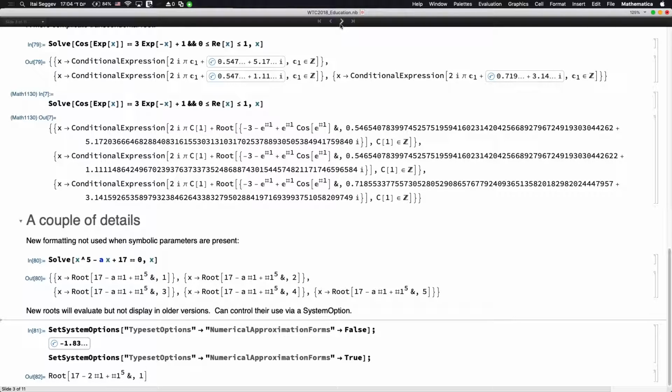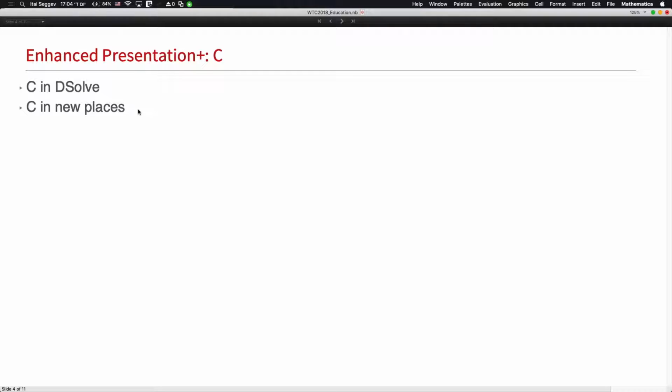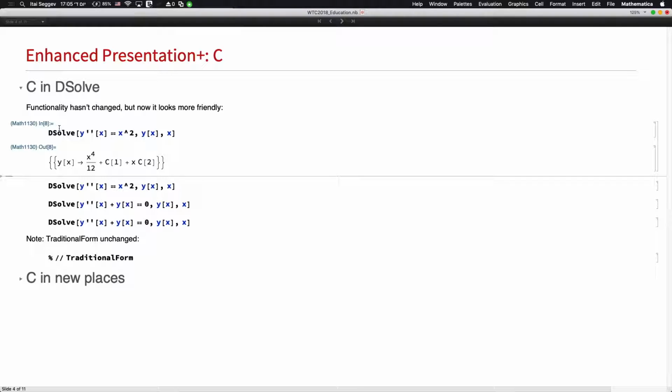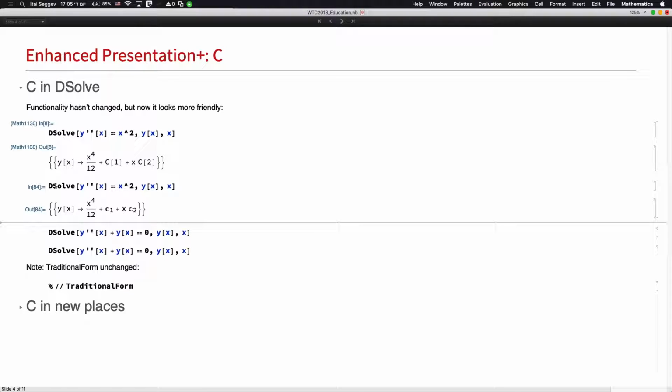So that's root. Another one which got some enhanced presentation is C. So C is our undetermined constant that comes up in DSolve and other places. And so we have C of 1, C of 2, and so forth. Well, now it looks like something a little bit more familiar. They're subscripts rather than function application. Again, it's still the same expression. It just is formatted differently.